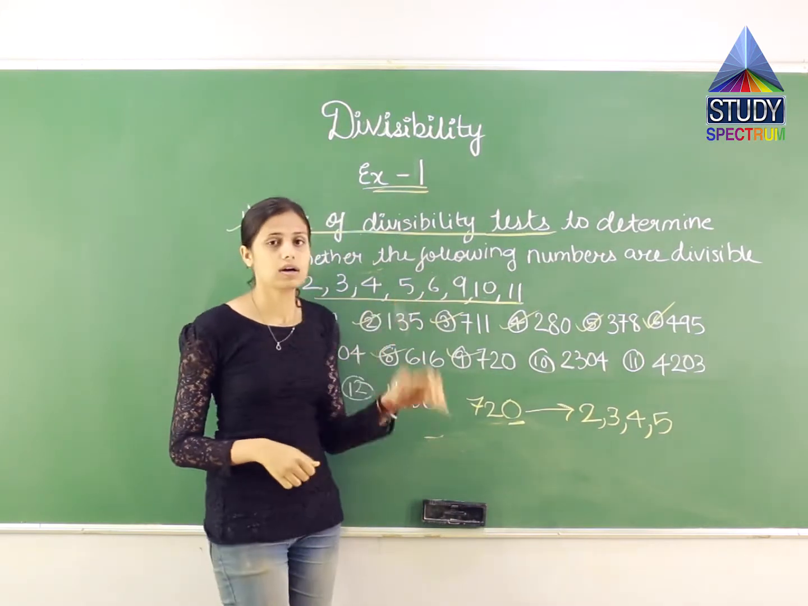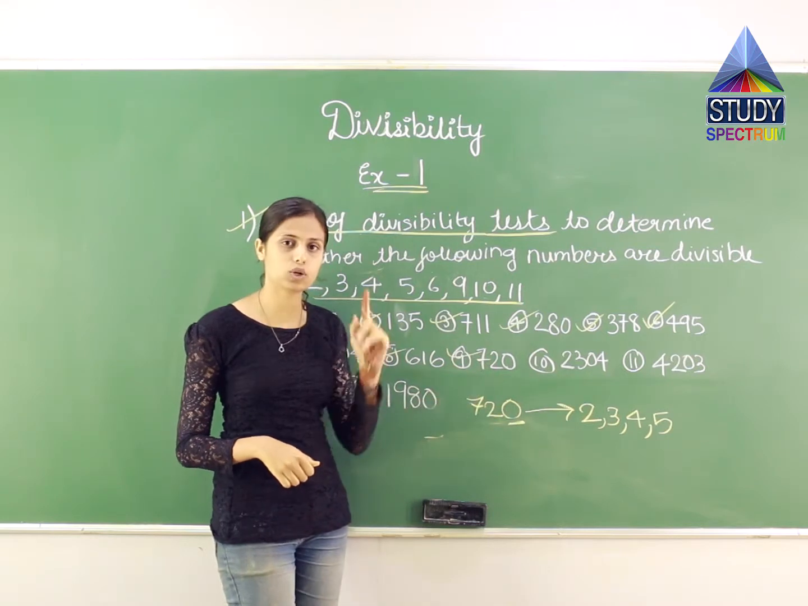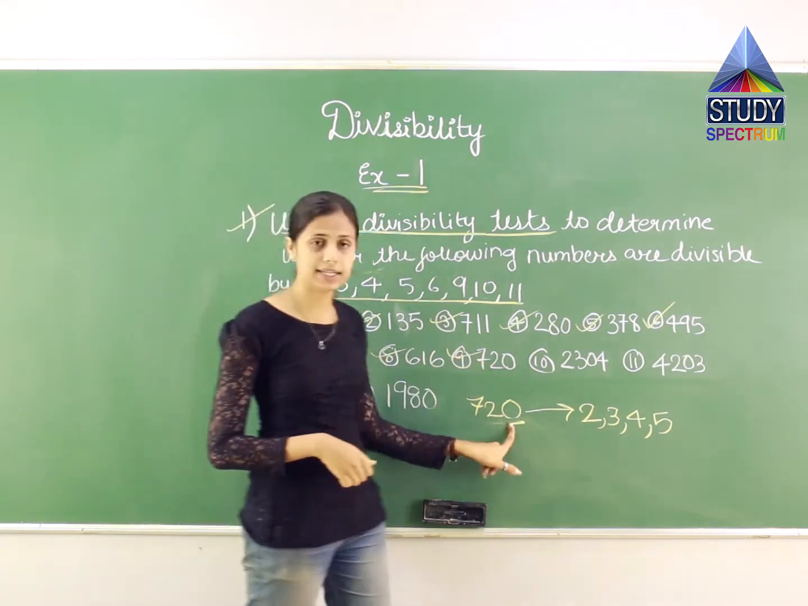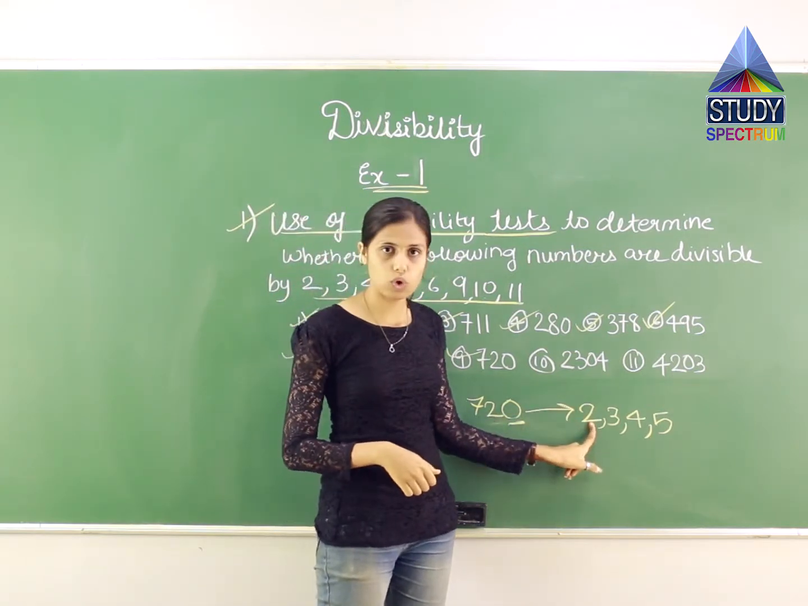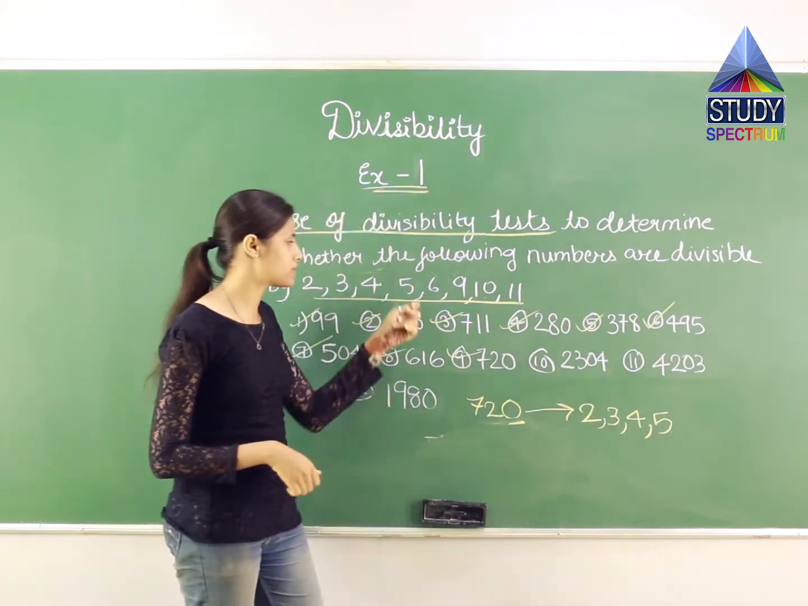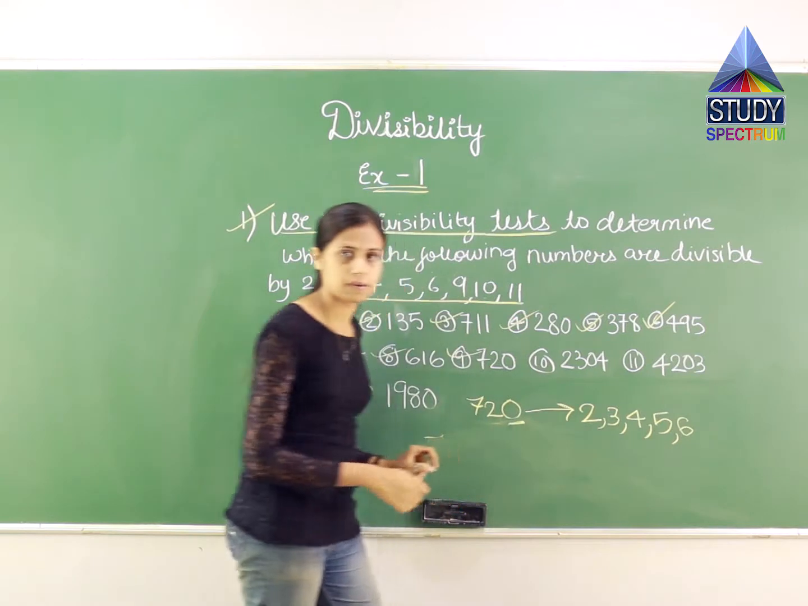Now 6. The test of divisibility of 6 says that if a number is divisible by 2 and 3, it will be divisible by 6. So the 720 is divisible by 2 as well as divisible by 3, means both 2 and 3. So it will be divisible by 6. So I can say that it is divisible by 6.